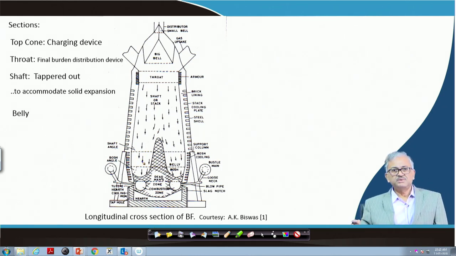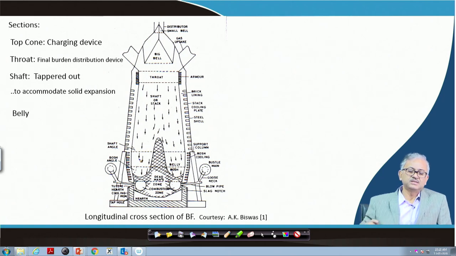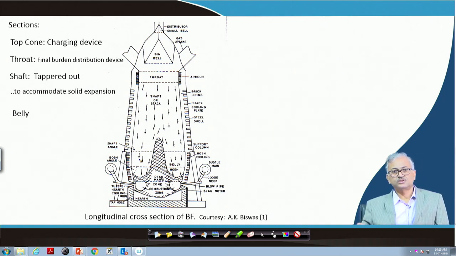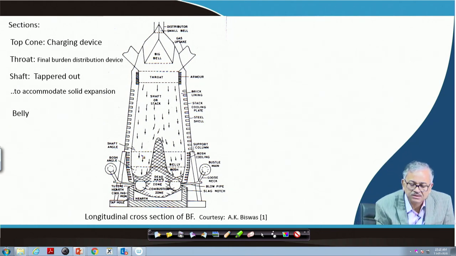And here basically the softening starts. There is the solid softening starts here. The solid means basically the iron and slag softening take place, because coke doesn't soften, right? So it is the two materials, that is the iron as well as the slag, softening in this region.